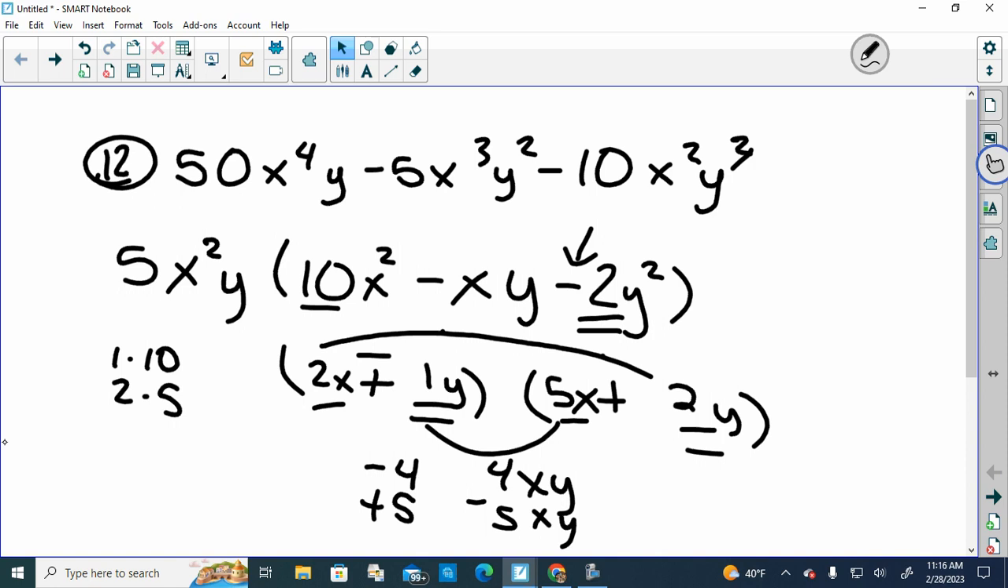Okay, so bring this down because that's part of your answer. So 5x to the second y, and then your 2 parentheses. So it's 2x minus 1y and 5x plus 2y.